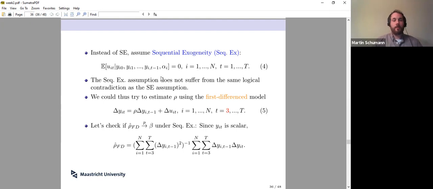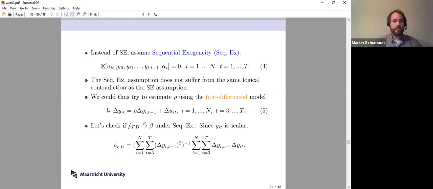Okay. Yeah, so, and because of that, there is no logical contradiction using the sequential exogeneity. Okay, now the next thing is we have an assumption. Let's try to see whether our previous estimators still work. So let's simply try the first difference estimator in order to estimate the parameter rho, which is a scalar. It's only a one-dimensional parameter that we want to estimate in this model.